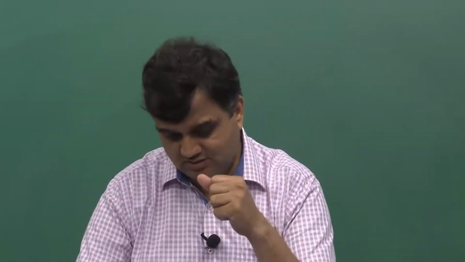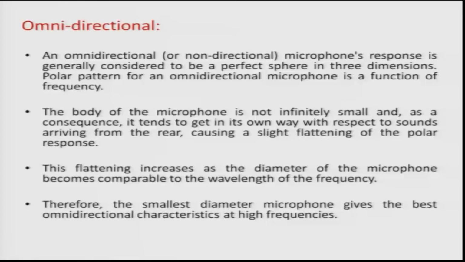Now, we will not discuss a lot about directivity index, but we will see different types of microphones and how they behave in terms of directionality, and these microphones have specific names. So, the first one is omnidirectional. If a microphone is equally sensitive to sound which comes from any direction, then it is an omnidirectional microphone.